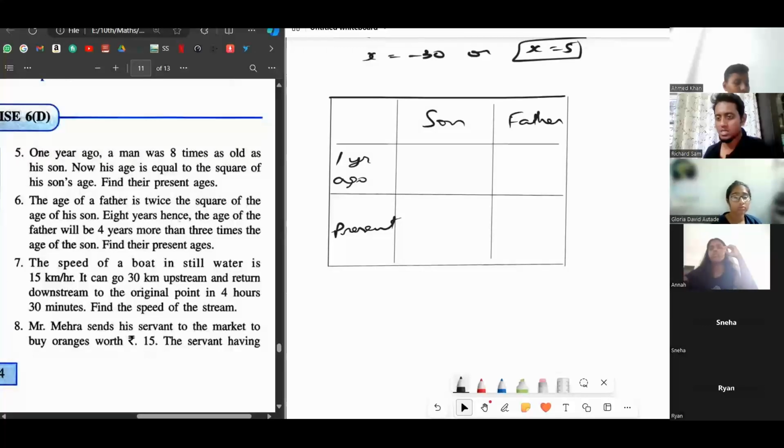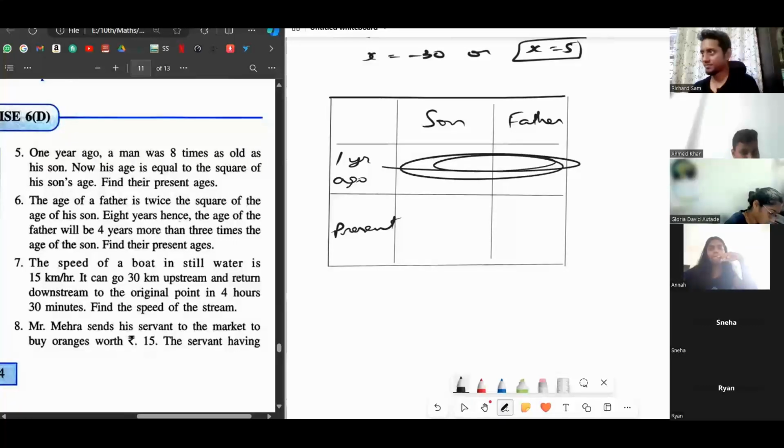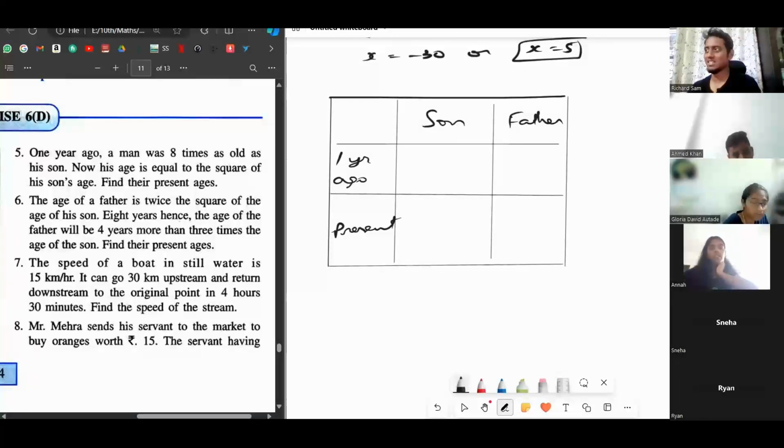1 year ago, a man was 8 times as old as his son. Use that to make something. 1 year ago means we're talking about the story here. Okay, what are their ages? Son is X and father is 8X. 8 times means what?